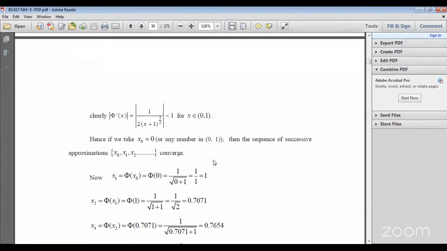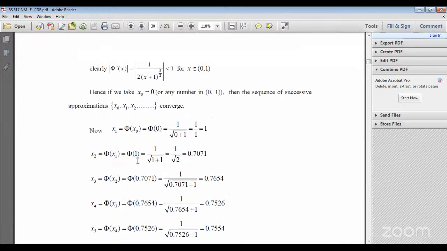In any case, the sequence of the successive approximations is x0, x1, x2, x3, x4, xn. x1 = φ(x0) = φ(0), that is 1 by under root of 0 plus 1, that is 1. x2 = φ(x1), that is 1 by under root of 1 plus 1, that is 0.7071.